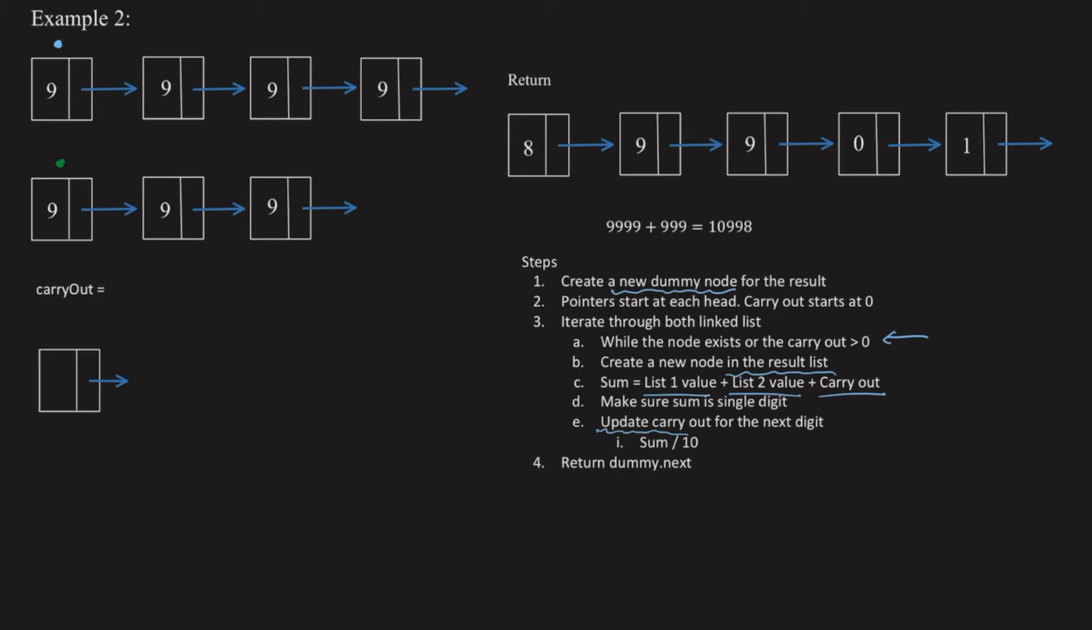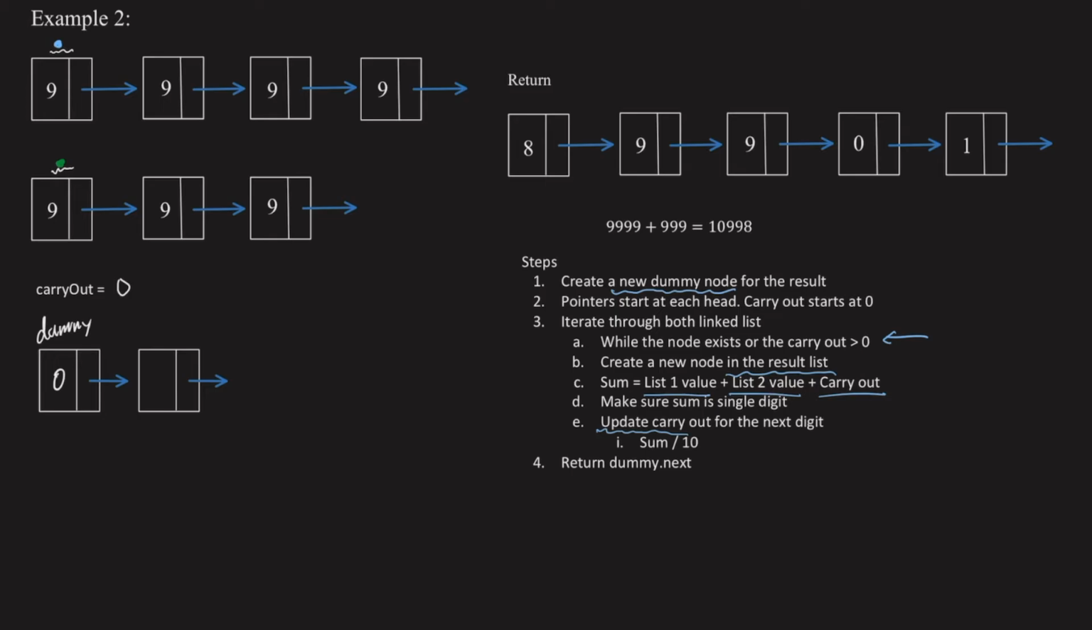So first thing we're going to do is we're going to create a new dummy node. And I'm going to give this 0. We're going to have 2 pointers starting at the head of each linked list. We're going to have carry out starting at 0. And we're going to iterate through both linked lists. And nodes exist at each pointer, yes. So we're going to create a new node in the list.